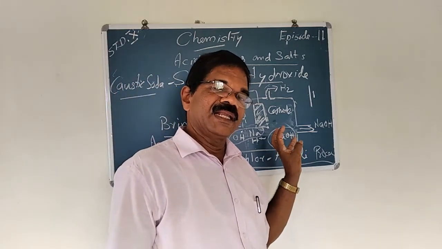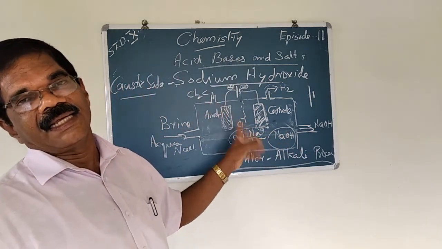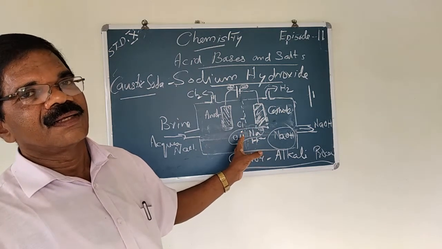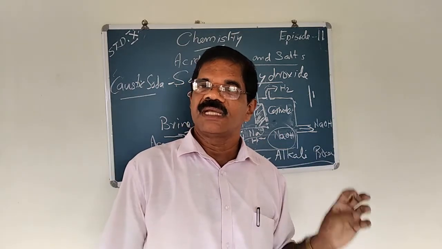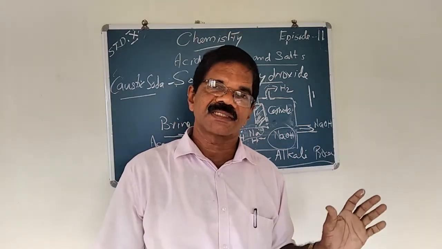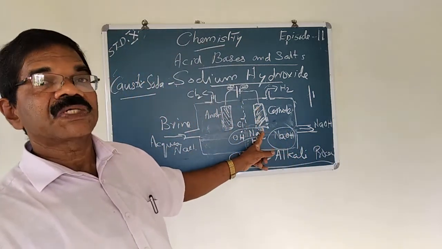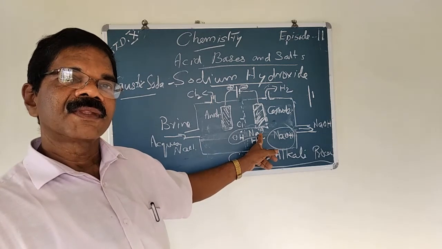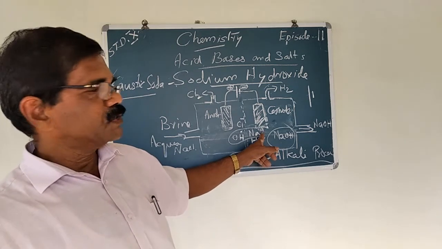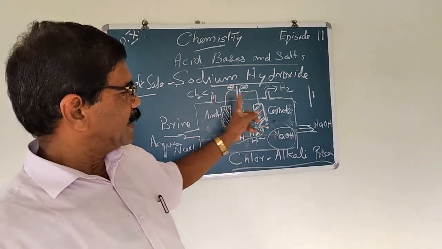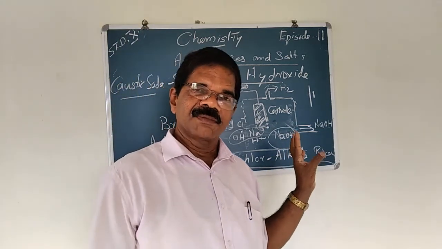Here there will be a number of short answer questions. You may study and learn each line and each word. Name the compound which is produced by the chlor-alkali process. Sodium hydroxide. Why is this process known as chlor-alkali? Because in this process, the main products obtained are chlorine and sodium hydroxide. So it is known as the chlor-alkali process.